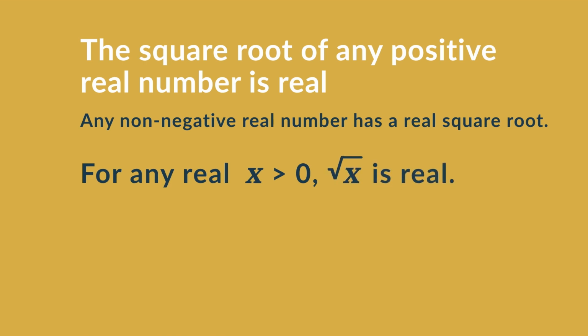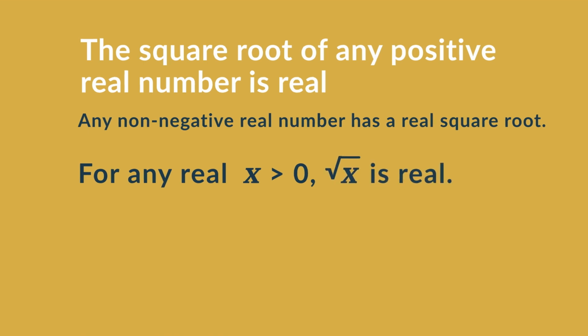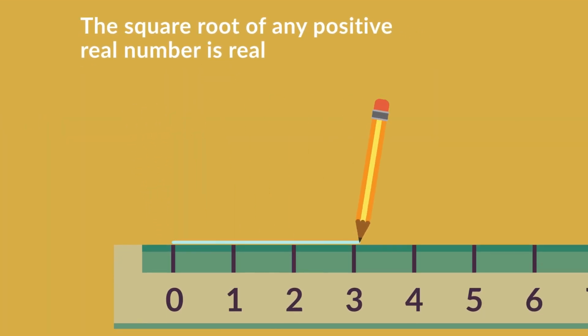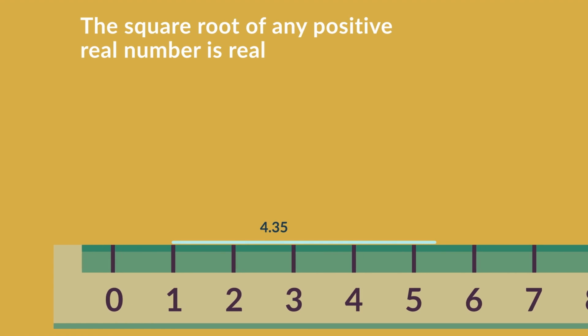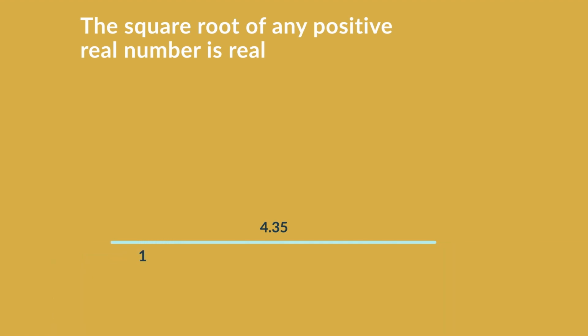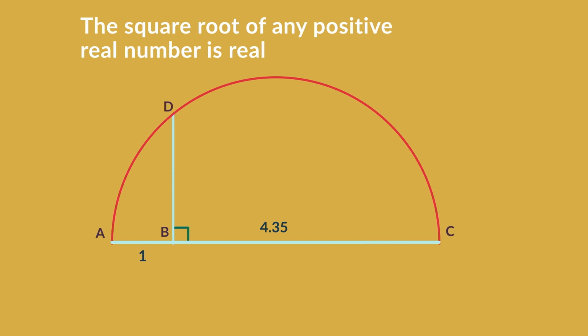We'll show this geometrically by constructing the square root of 4.35. First, construct a line with the length of 4.35 and then extend it by 1 unit. Label it ABC. Let AC be the diameter of a circle. Now draw DB perpendicular to AC. The length of DB is equal to the square root of 4.35.